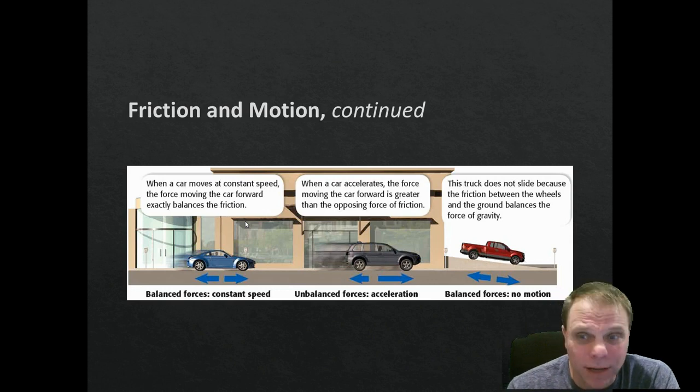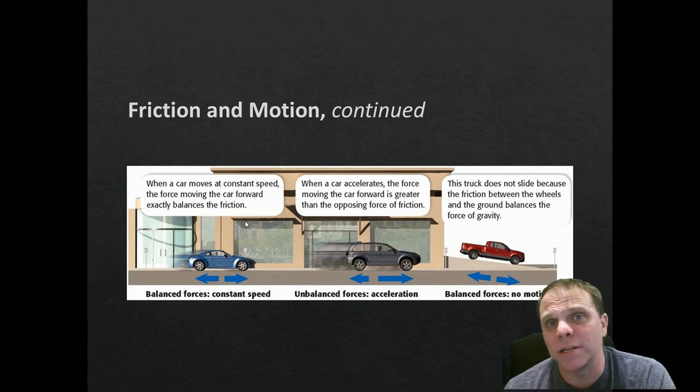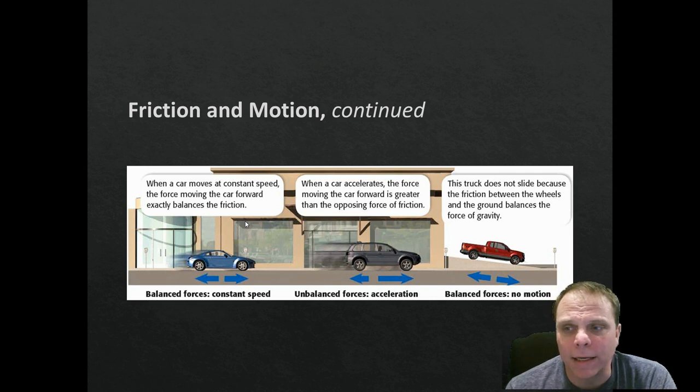If I want to accelerate and I want to go forward, then I'm going to have to apply a greater force. I'm going to have to get that engine to move even faster, to apply more energy to get that thing to turn faster in order for you to move forward. And if you look in the far example, you have the truck not sliding. Why? Because of brakes, right? We want brakes to be able to stop the car from sliding. And so that's a balanced force.